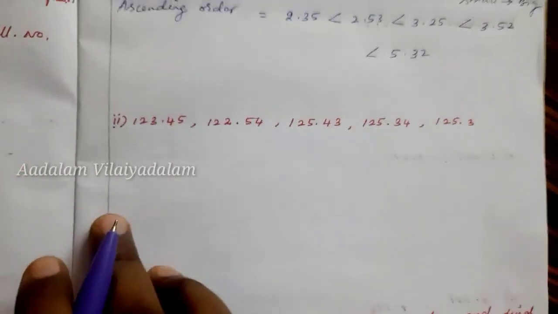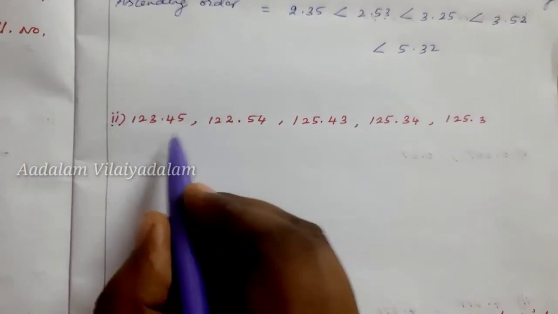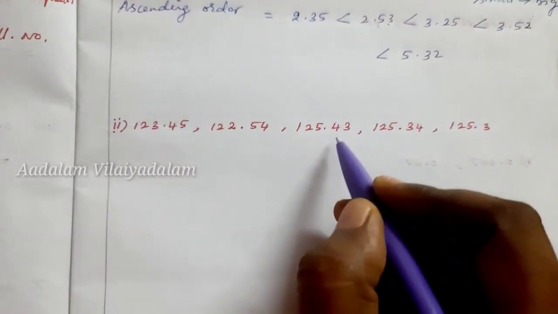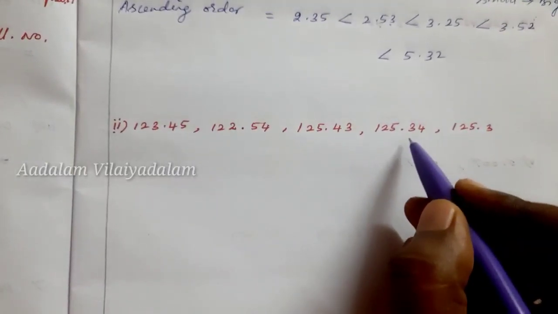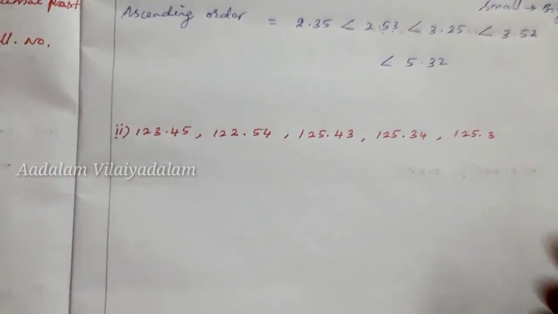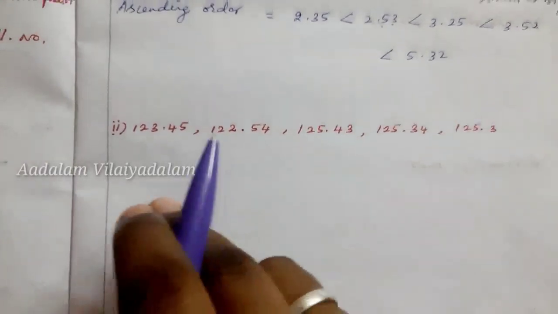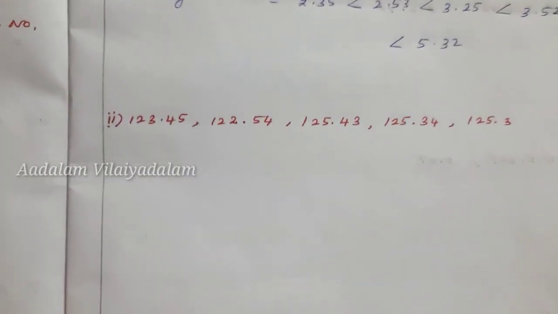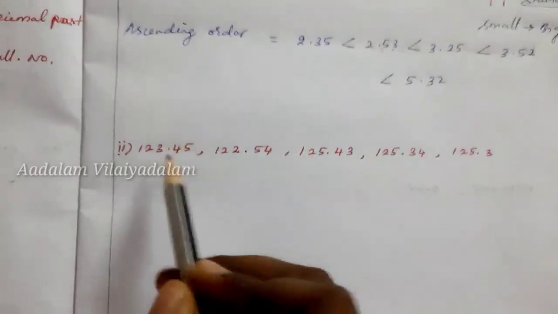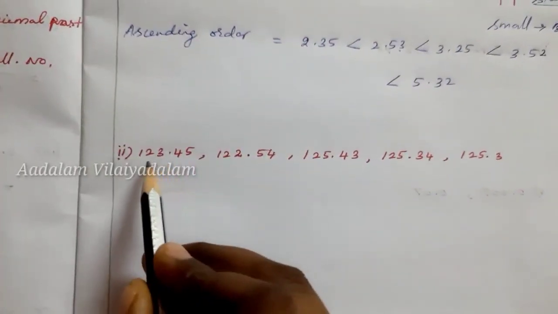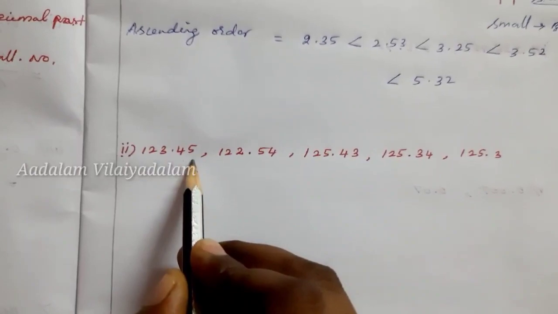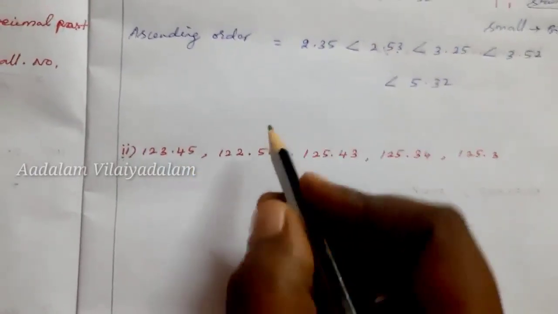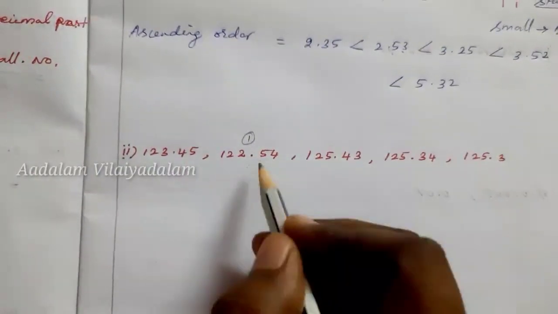Next, move to the second subdivision: 123.45 and 122.54, 125.43, 125.34, 125.3. Now we need to write the smallest number, or let us put the order here itself. Okay. So 123.45. Is there any smaller number? Here is 122.54. Therefore this will be the first one.